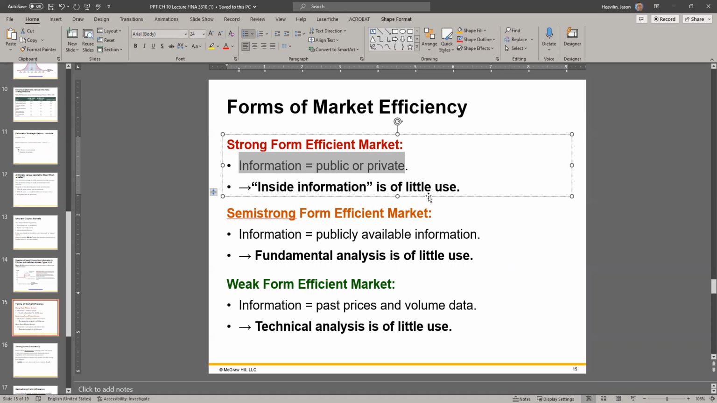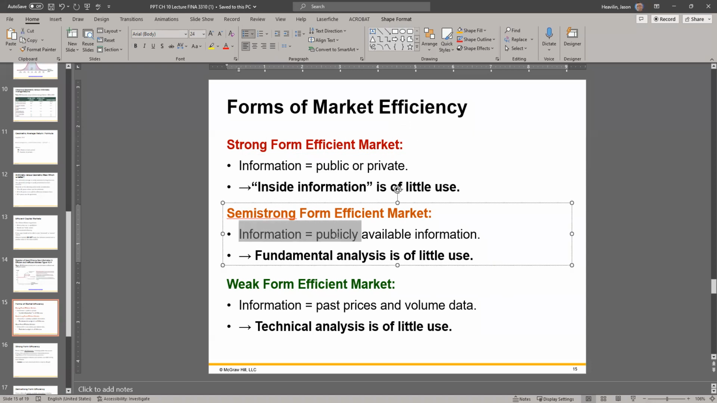There's nothing secret. Everything is known by everybody at the same time. So that's what they say, that if you had inside information, you couldn't take advantage of it and make abnormal returns because everybody would have that private information that we're talking about here. So that'll be strong form efficient. So if everybody has the same information, then it's very efficient because nobody is better informed or has an advantage over anybody else. So it's a very even, fair playing ground. So it'll be strong.